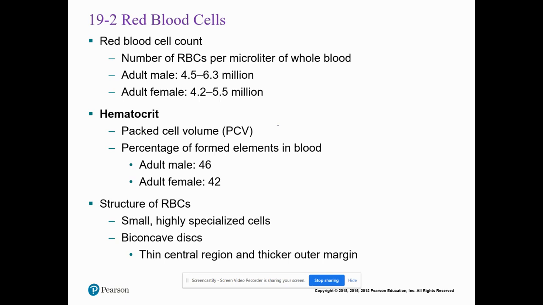Okay. All right, so the hematocrit is a pretty nice table in your book, table 19.1, on page 665 in the textbook. And it talks about how these numbers are calculated, and how you can calculate these.